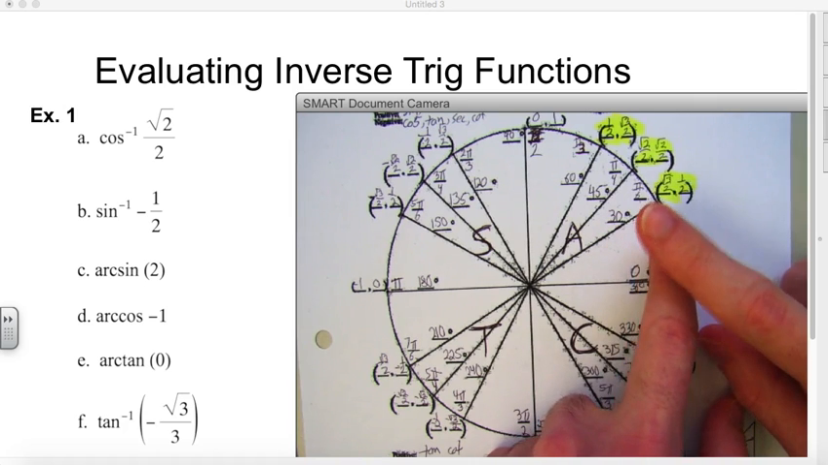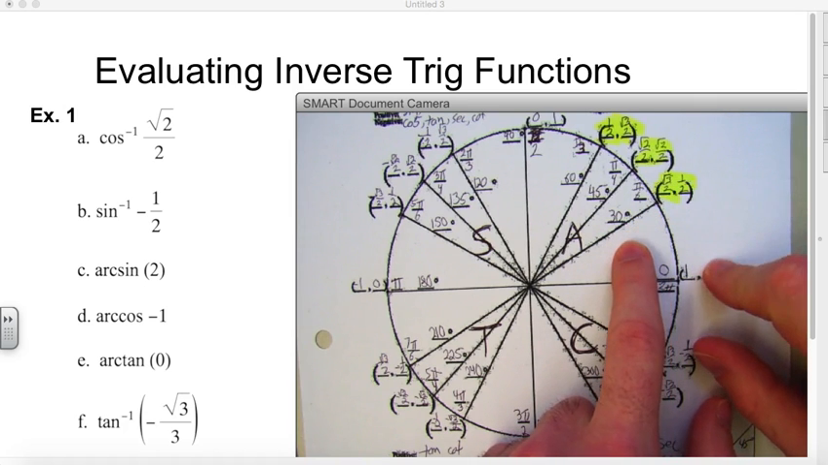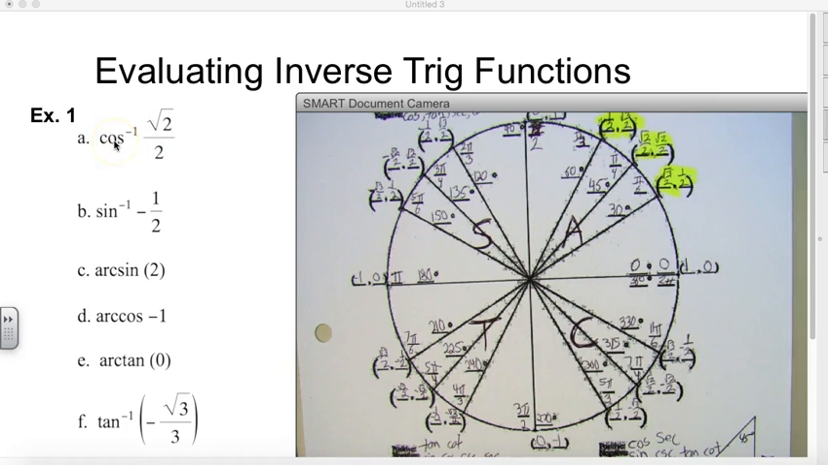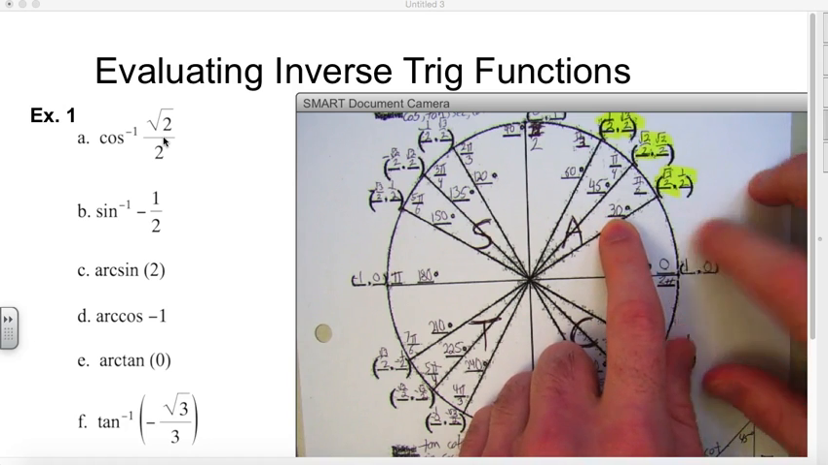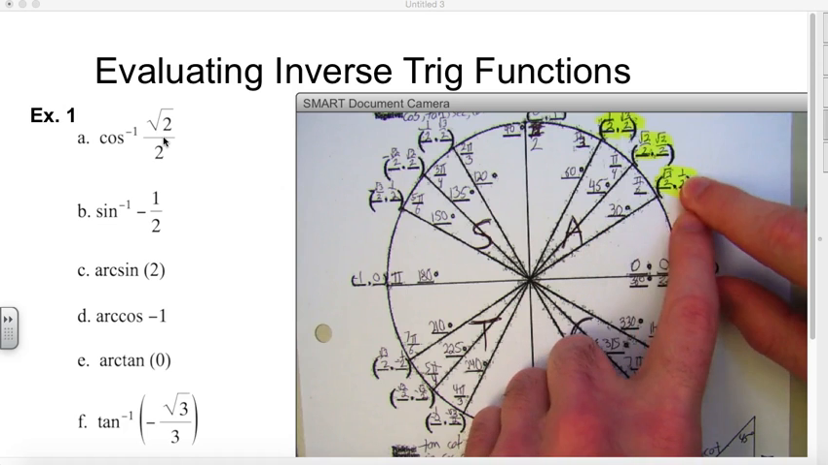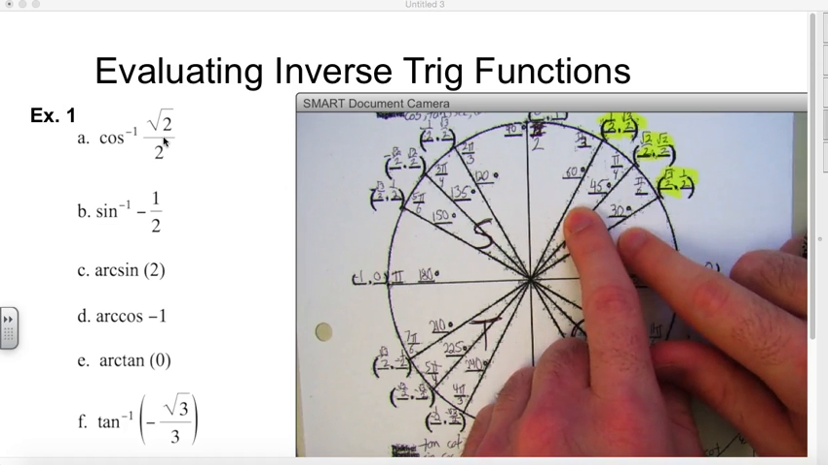So arc sine and arc cosine is essentially asking, like arc cosine right here, the cosine of what angle is the square root of 2/2? All right, does that make sense? So instead of giving the angle and wanting to know the value of it, they give you the value and want you to tell me what's the angle. So the answer is going to be an angle.